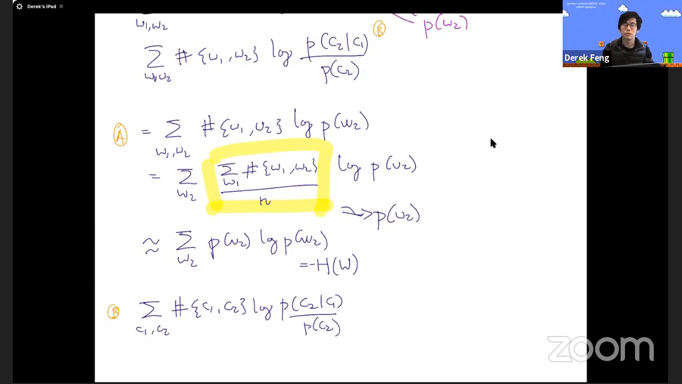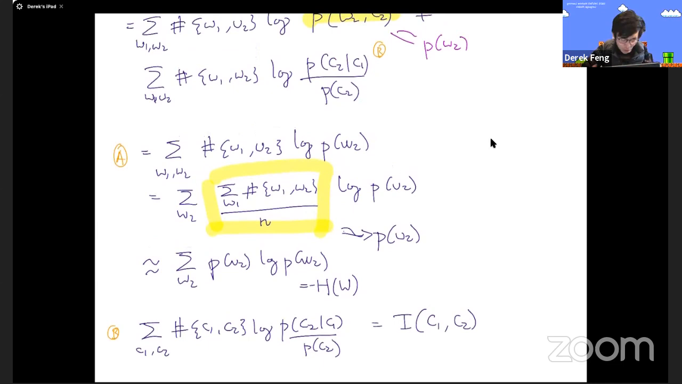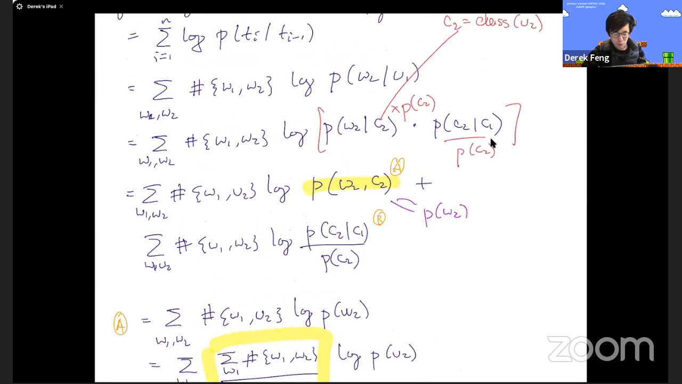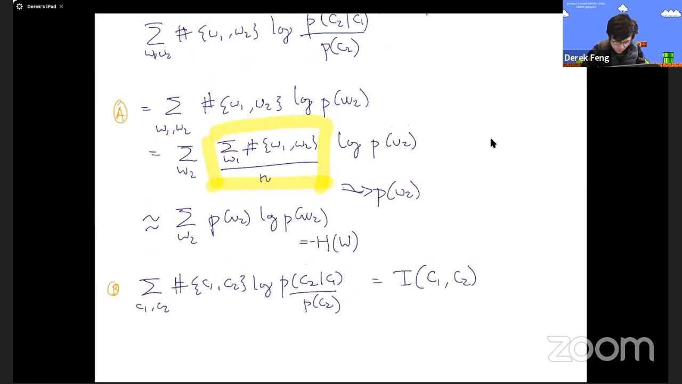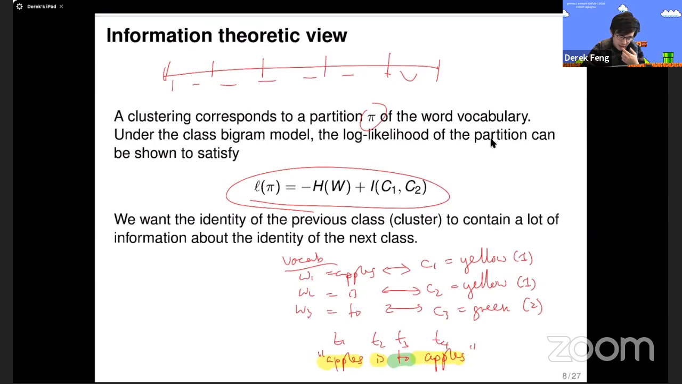Okay, so once you look at this and check back on your notes, you can see that this is essentially, modulo a term, the mutual information between C1 and C2. I was debating whether I wanted to go through this because it's a little bit crude, but the main reason I wanted to go through it was for you to see what I mean by the likelihood and how you can derive it. The key point is that what you get out of this is this equation.